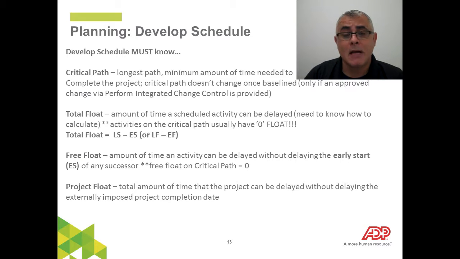There are a few things that are must-knows. You're going to need to know how to calculate the critical path. You're going to need to understand what the critical path is and what it means if tasks that are on your critical path are delayed, and that it will delay your project. So critical path is very important. Critical path is the longest path that has the longest amount of time, which in return means at a minimum, this is the minimum amount of time it's going to take to complete your project.